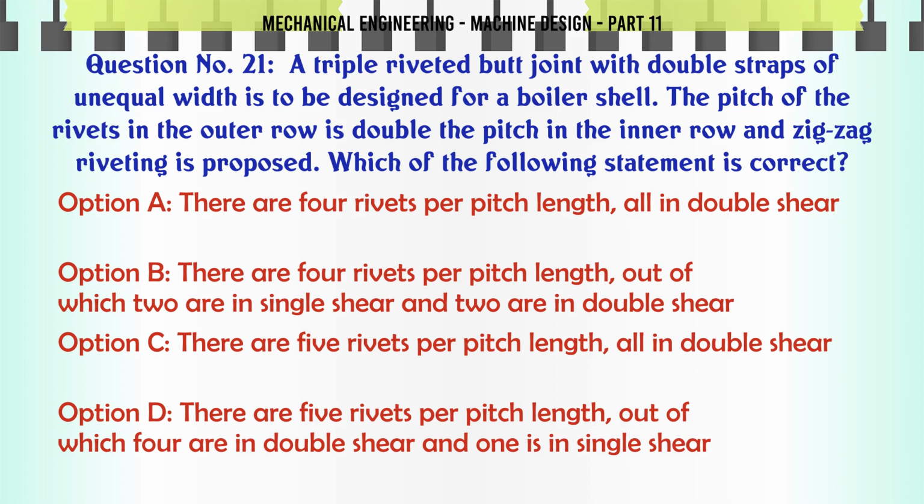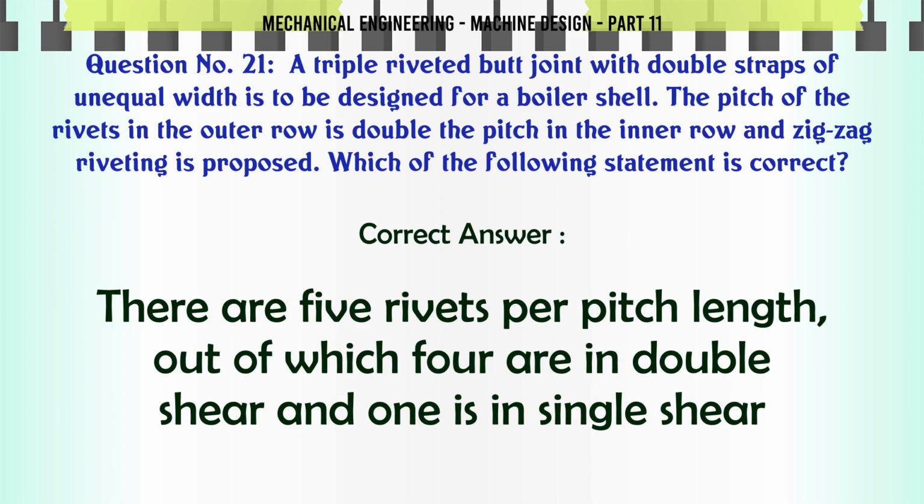A. There are 4 rivets per pitch length all in double shear. B. There are 4 rivets per pitch length out of which 2 are in single shear and 2 are in double shear. C. There are 5 rivets per pitch length all in double shear. D. There are 5 rivets per pitch length out of which 4 are in double shear and 1 is in single shear. The correct answer is: there are 5 rivets per pitch length out of which 4 are in double shear and 1 is in single shear.